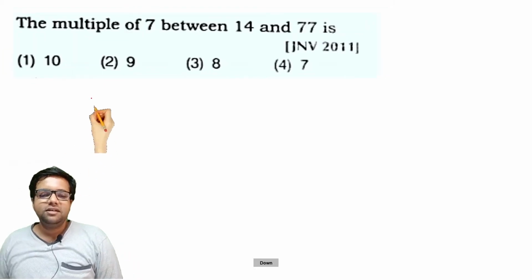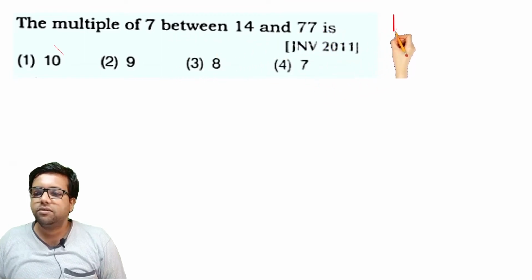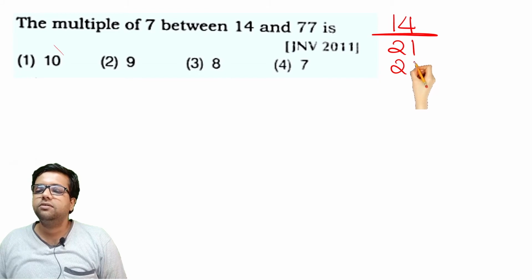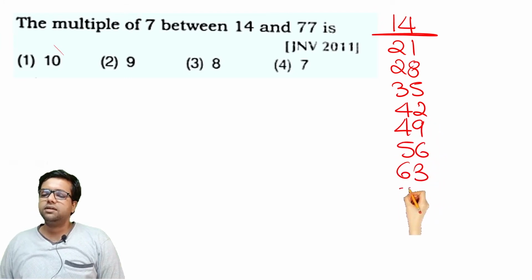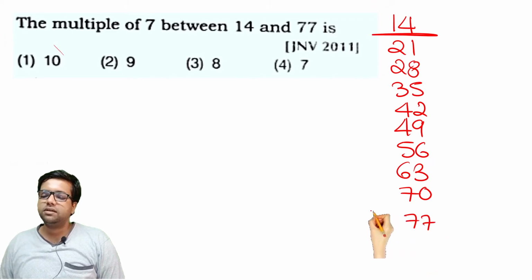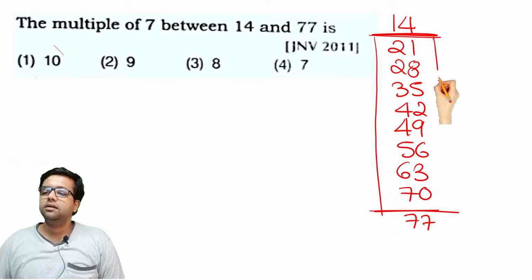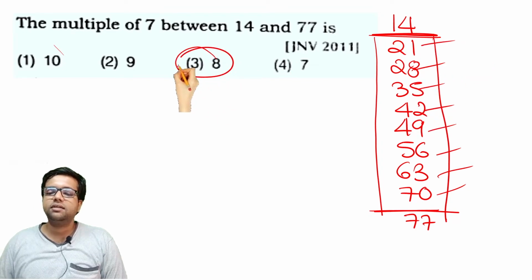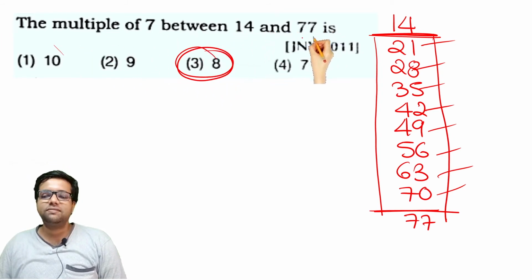Okay, the multiples of 7 between 14 and 77. You need to know the tables for this. 7 2s are 14, 7 3s are 21, 7 4s are 28, 7 5s are 35, 7 6s are 42, 7 7s are 49, 7 8s are 56, 7 9s are 63, 7 10s are 70, 7 11s are 77. So between 14 and 77, how many multiples of 7 are there? 1 2 3 4 5 6 7 8. 8 multiples are there. So the answer for this question is option 3.